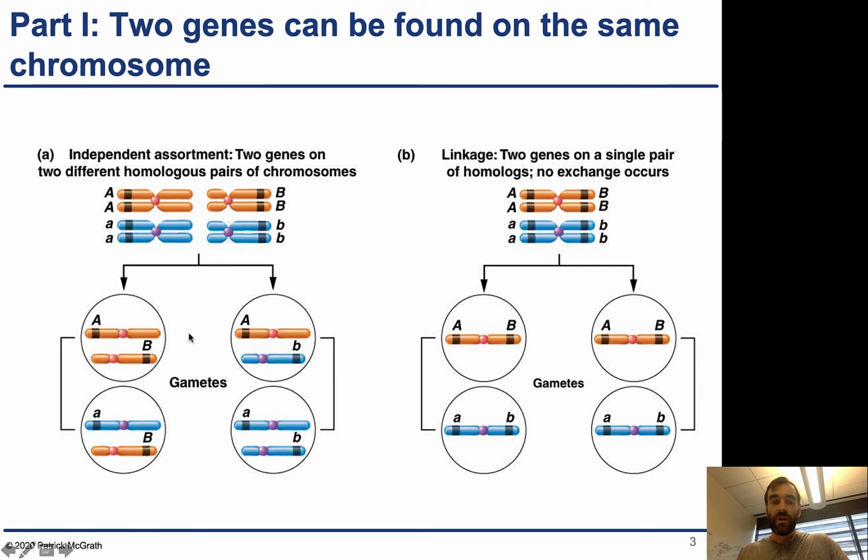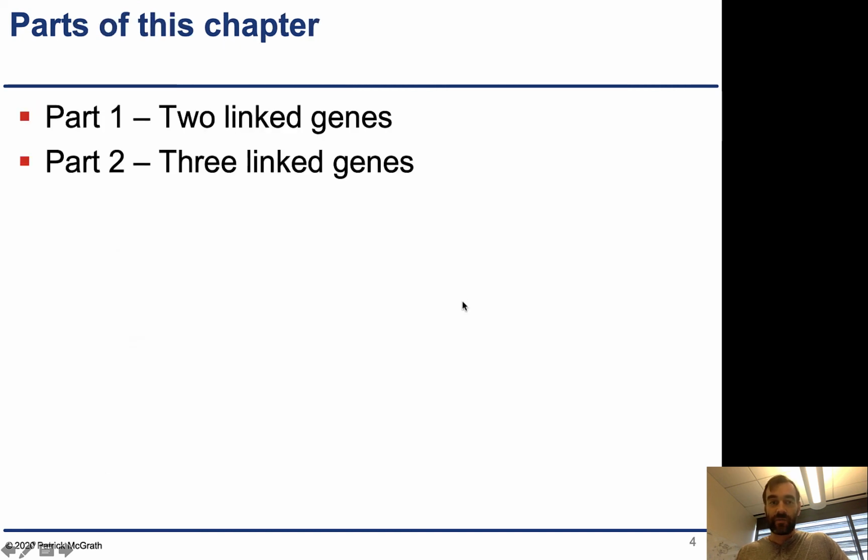And so this is the situation that motivates the material from this chapter. We're going to break this down into two sections. The first section will cover looking at two genes at once, and then in part 2 we're going to look at situations where there are actually 3 genes all on the same chromosome, and the different types of experiments that you can do in those situations.